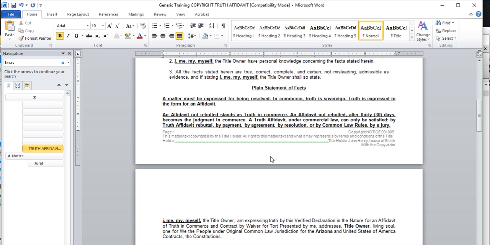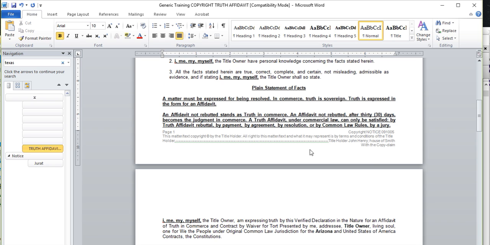And I really like these footers, because it says all matter text is copyright by the title holder. That means that I own the text, okay? And it's represented by the terms of the title holder, okay? So I own it. Anybody who wants to reproduce it, they've got to get my permission, okay? Not that I have a problem, but you certainly can't use it against me, okay?